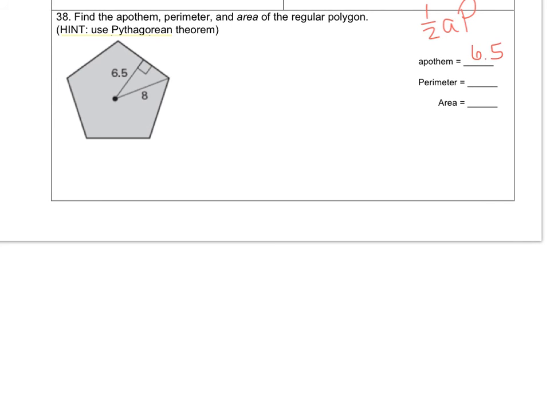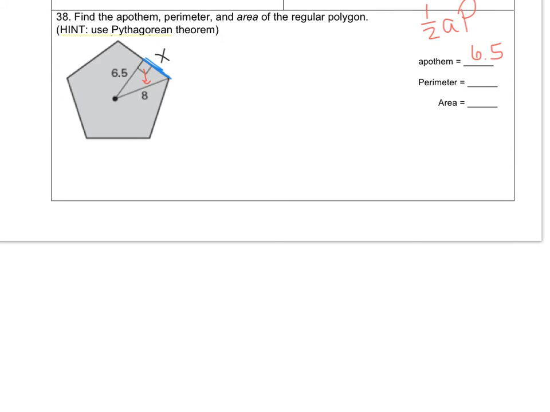Okay, I need to know what this little side is right here. Okay, the only way I can do that is if I know 2 sides of my triangle and I'm looking for a third side, you're going to do Pythagorean theorem. Okay, remember your hypotenuse is always across from the right angle.